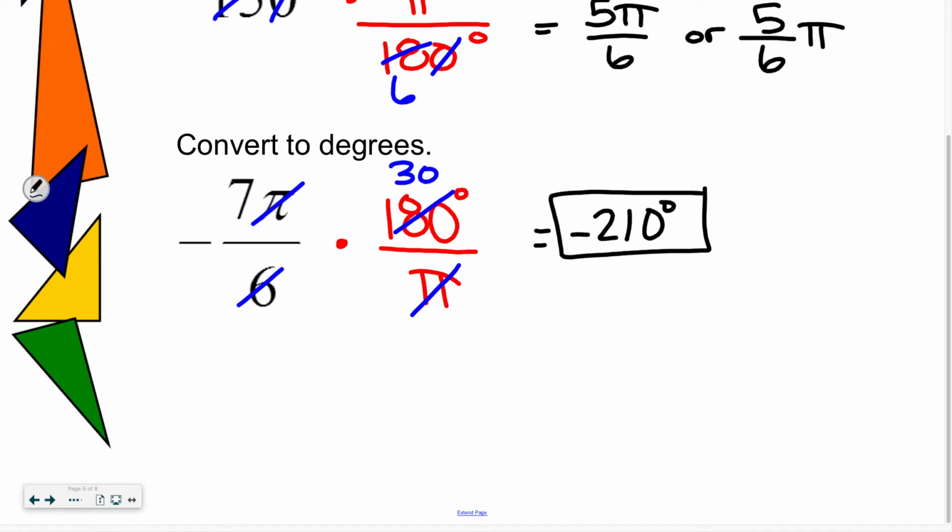If it didn't come out nicely like that, like 180 didn't divide by 6, let's say it was 180 divided by 11, then I would probably do the work in my calculator and get a decimal answer. So I would do -7 times 180 and then divide that answer by 11 and give whatever value I get. Any questions about conversion?